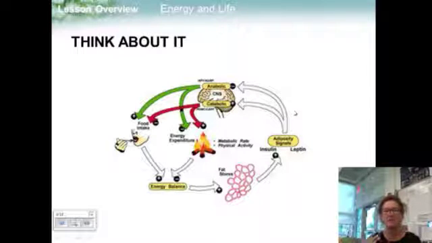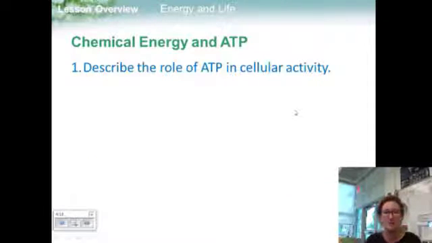Homeostasis, maintaining the inner balance, is hard work. Organisms and the cells within them have to grow and develop, move materials around, build new molecules, and respond to environmental changes. So what powers so much activity, and where does that power come from? So our first objective was to describe the role of ATP in cellular activity. It gives you a little clue where that power comes from, doesn't it?